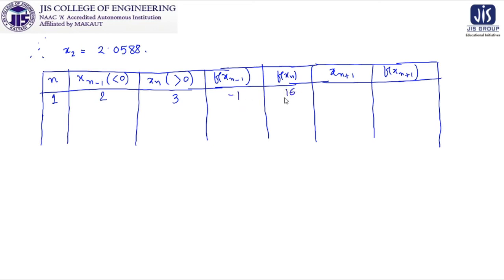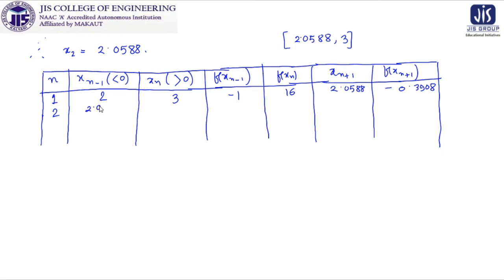Already in the previous slide we have calculated this one, and we get it as 2.0588 according to the working rule. Now the functional value at this point becomes minus 0.3908. So as the functional value is coming as negative, and we are getting the functional value negative for xn minus 1 for 2, so now our point of discussion will be 2.0588 and 3.